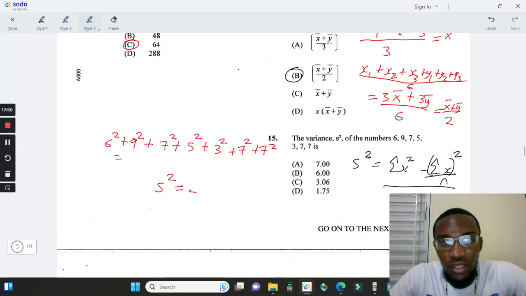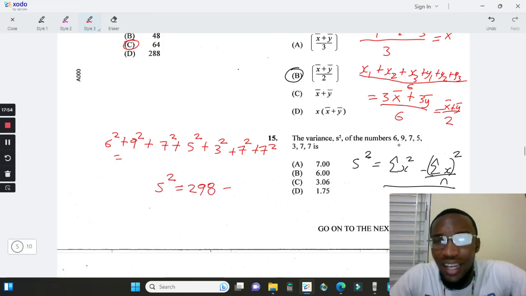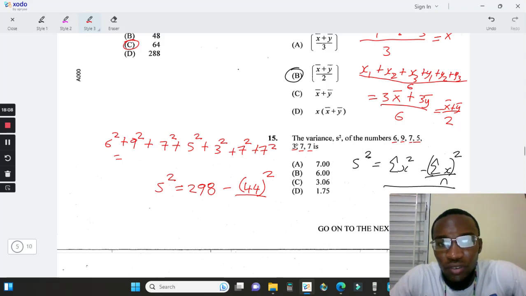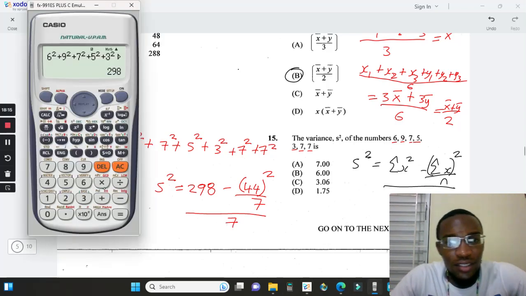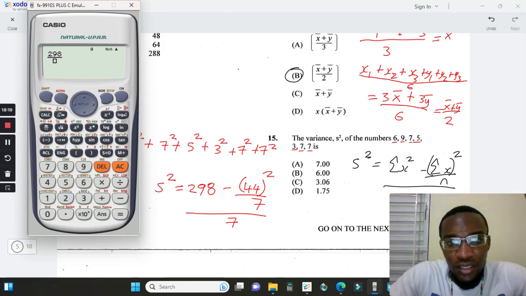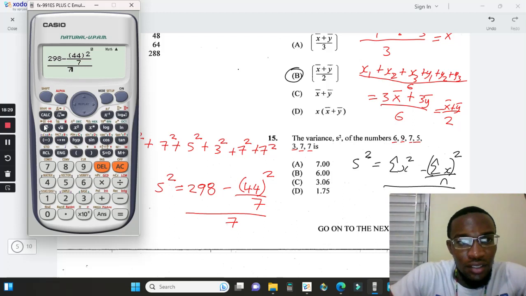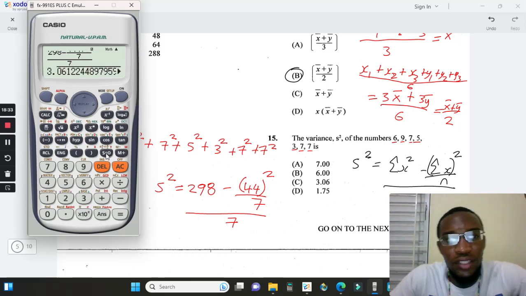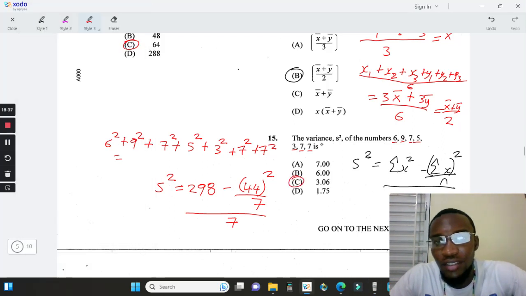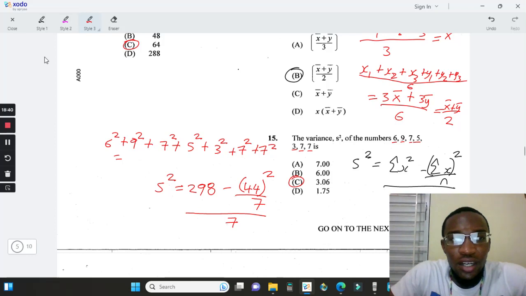So s squared equals 298 minus the sum of x. Now add them, easy, we don't need a calculator. That's 15, 22, 27, 30, 37, 44. So minus 44 squared over n. N is 1, 2, 3, 4, 5, 6, 7, divided by n, which is 7. I'll put that in the calculator. 298 minus fraction button 44 squared over 7, over 7. We work that out and we get 3.06. That's it, 3.06 is the variance. I wonder why they ask us for the variance twice as opposed to the standard deviation.